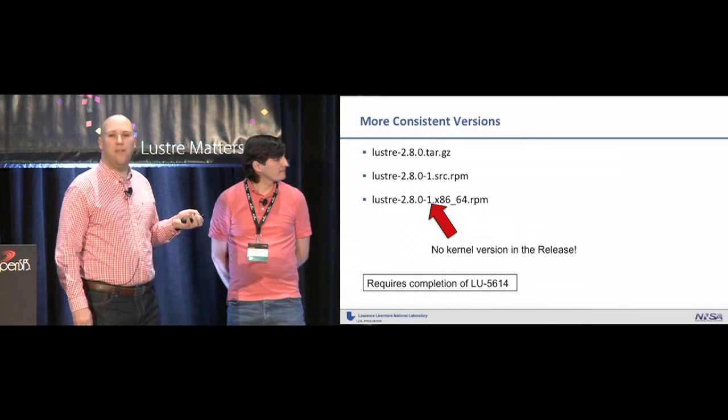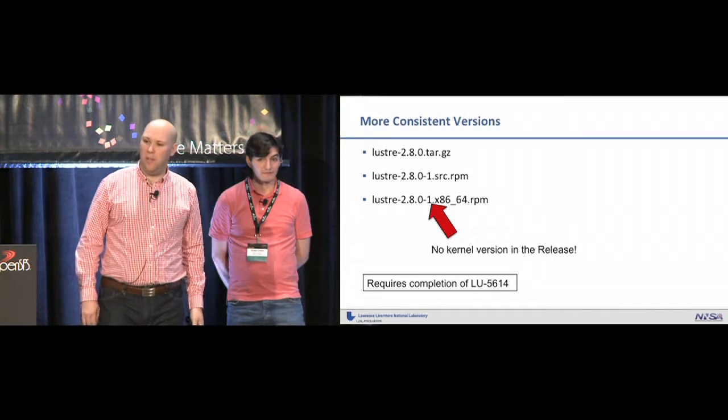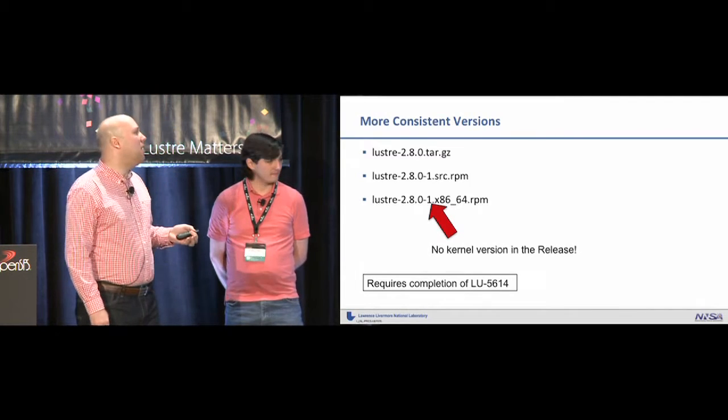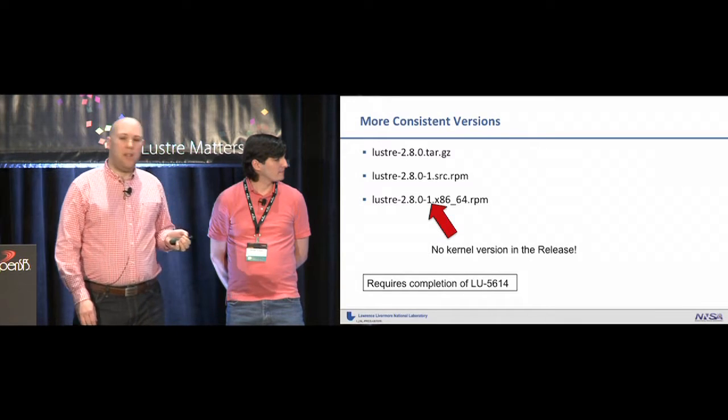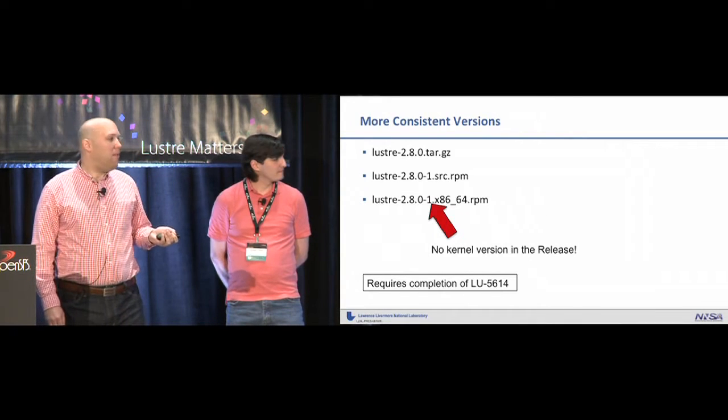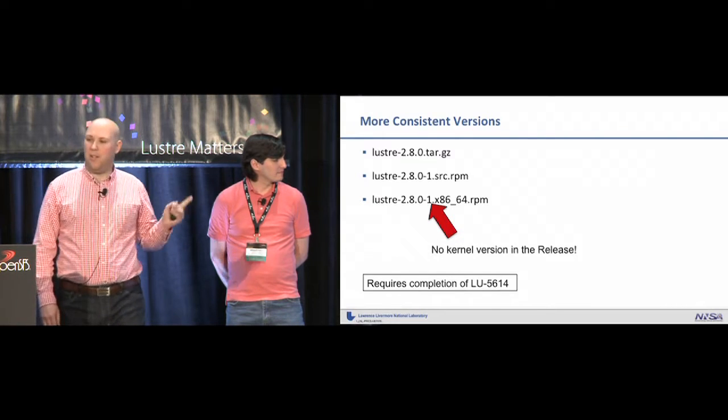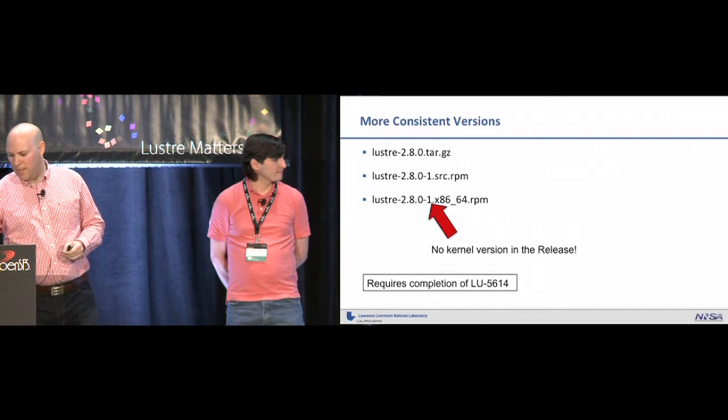The release field we leave alone. It'll always be 1 unless you need to do some packaging changes. The version will be fully contained in the version field. But in order to do this, to get rid of the kernel string, we need to complete a particular ticket, LU 5614.